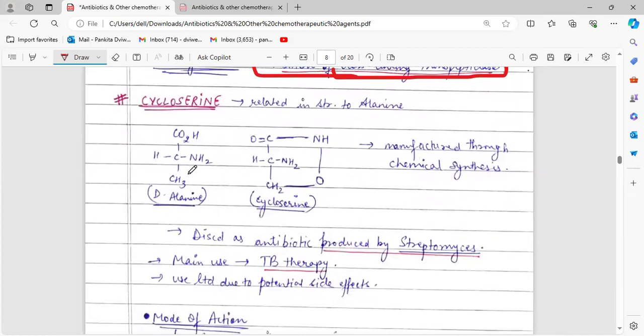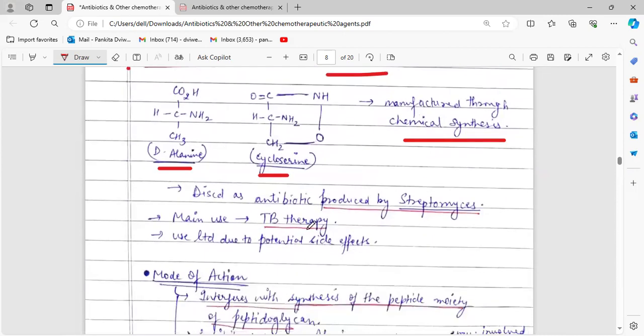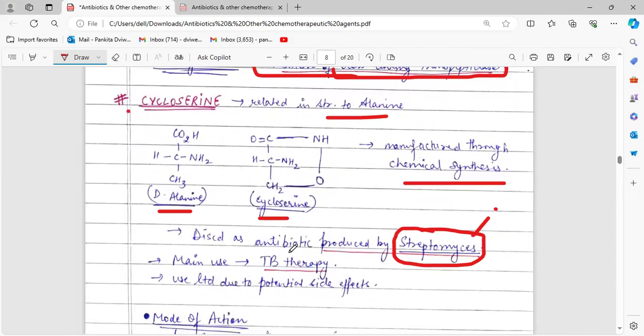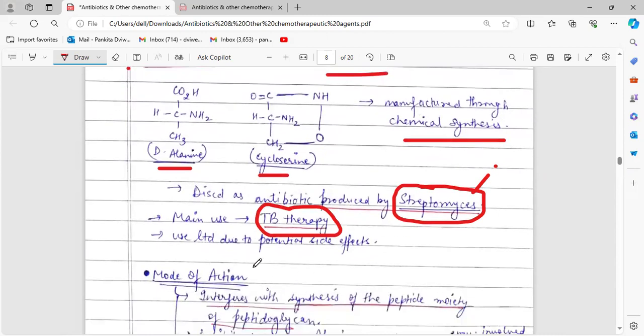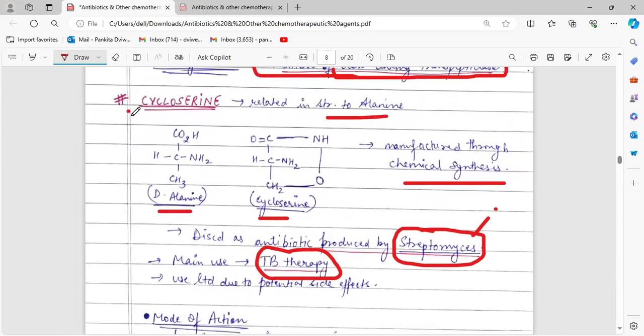Cycloserine is the next kind. The structure of cycloserine is related to that of alanine. As we can see, the D-alanine structure is here, and the cycloserine is the cyclic structure. Cycloserine is manufactured through chemical synthesis, and it was discovered as a product of Streptomyces species, and mainly cycloserine is used for the treatment of tuberculosis. It is used in tuberculosis therapy, and it has significant side effects. That's why the use of cycloserine is limited.